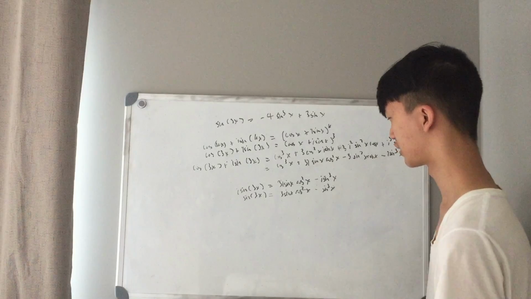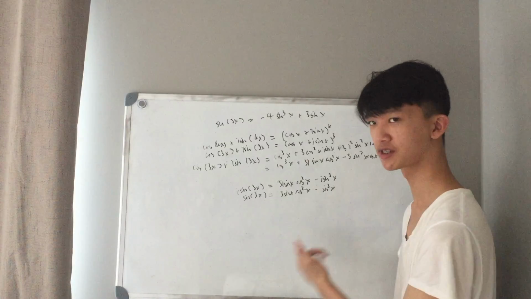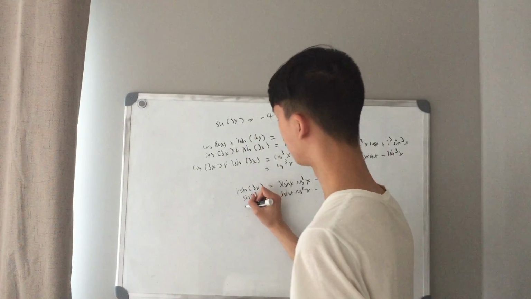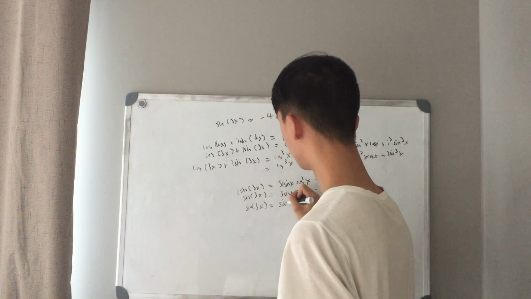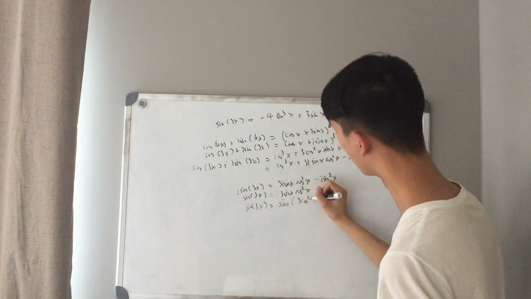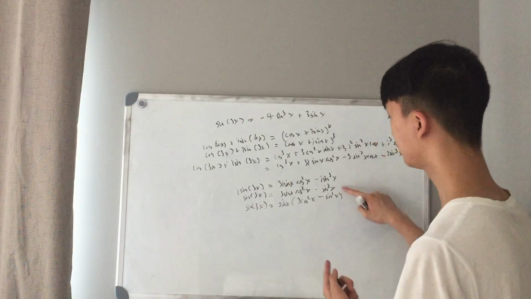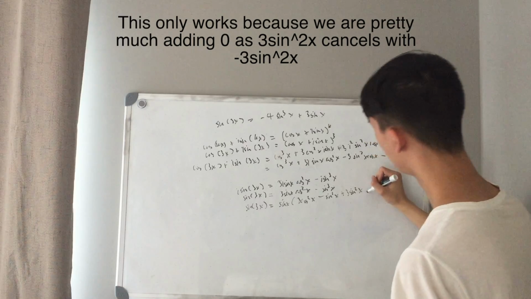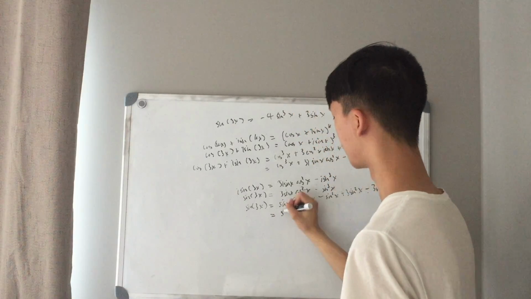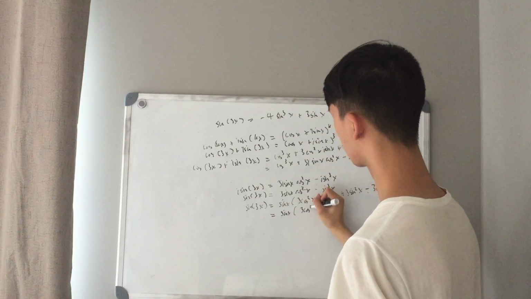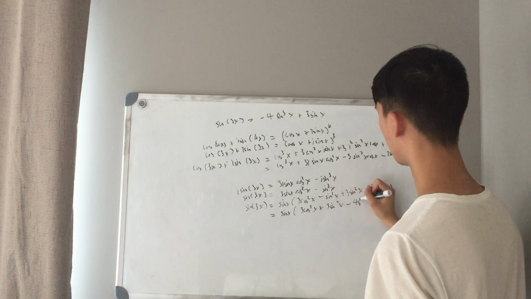Now this in itself is already a pretty good place to stop, but we still want to get the original form, so we're going to try and make this equal to that. And so we have sine of 3x is equal to the sine of x times 3 cosine squared x minus sine squared x. So what we can do is add 3 sine squared x minus 3 sine squared x. So then this is equal to the sine of x times 3 cosine squared of x plus 3 sine squared x minus 4 sine squared x.